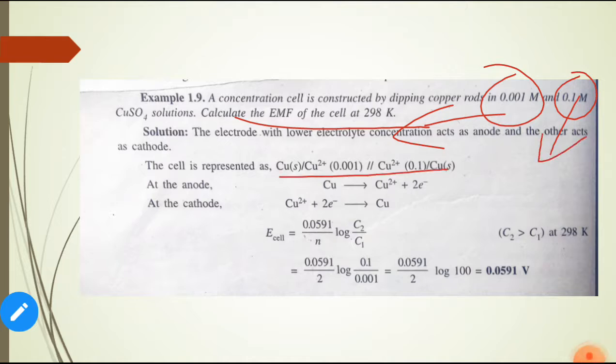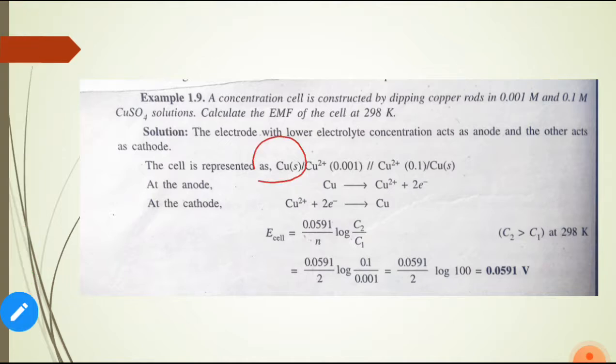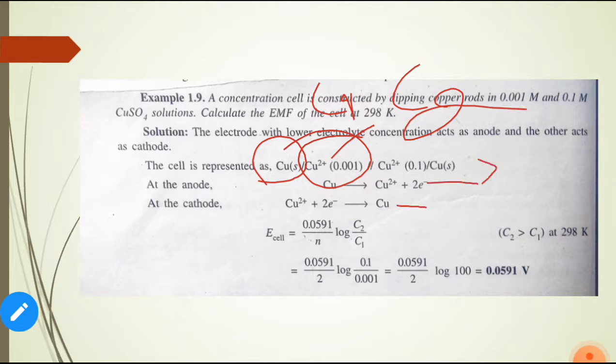Then this is the way to represent the cell: copper electrode in solid state and copper sulfate solution in the +2 state, with the C1 concentration and this the C2 concentration. Okay, then copper. At the anode, loss of electrons takes place; at the cathode, gain of electrons will take place.